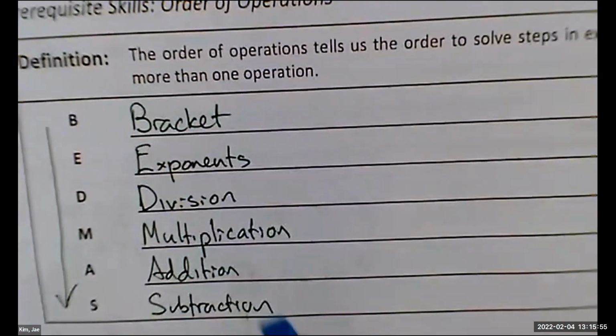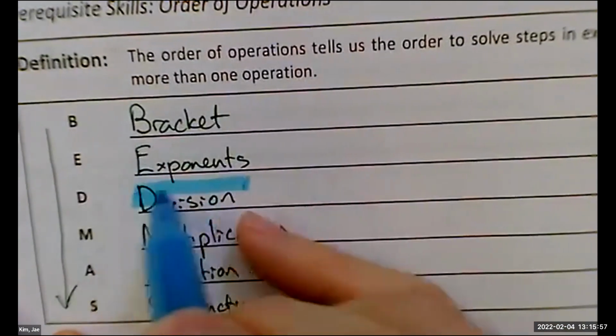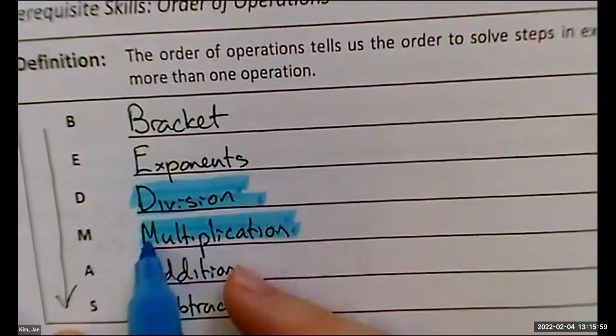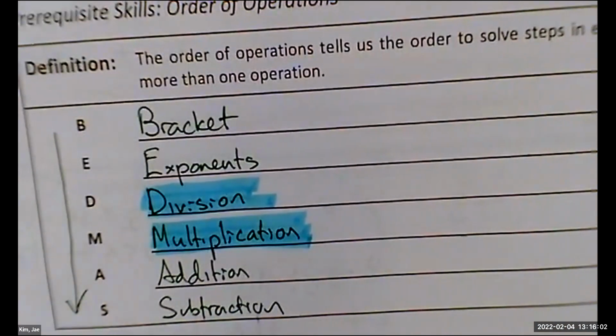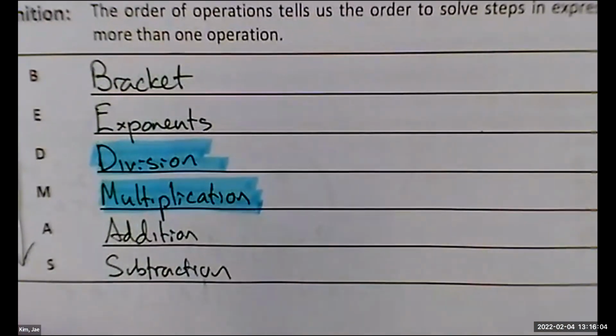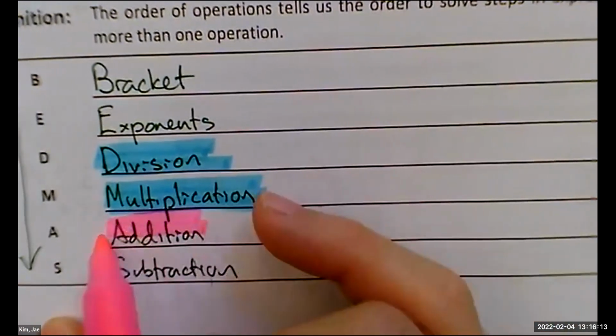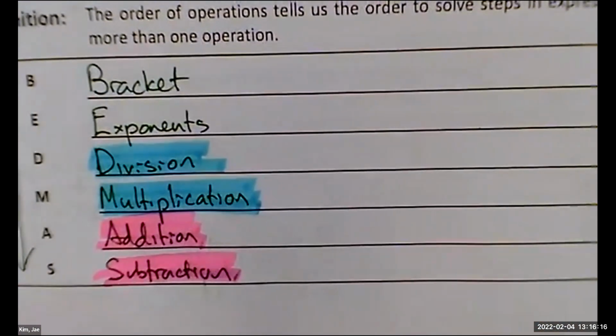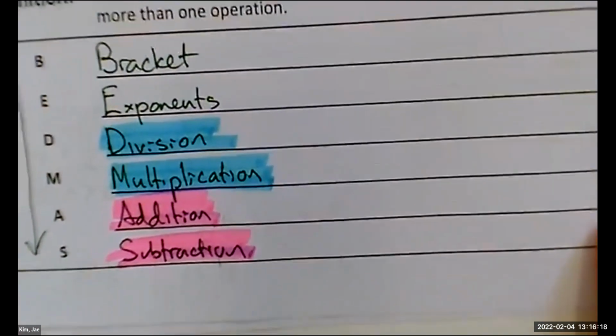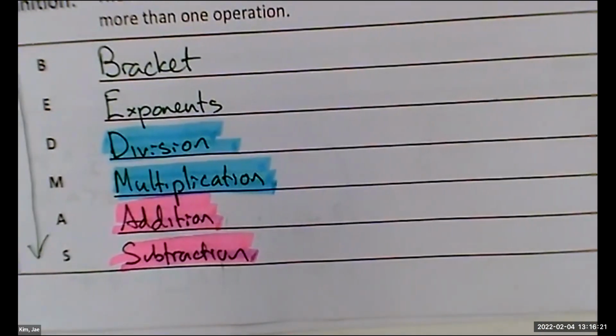Okay, so please note, division and multiplication are interchangeable. They are at the same, I guess, location, the same level of strength. I don't know what you want to call it. Same with addition and subtraction. You can do it in any order you want. They are sort of together, but brackets must be done first. Anything inside the bracket must be done first, and then comes exponent.